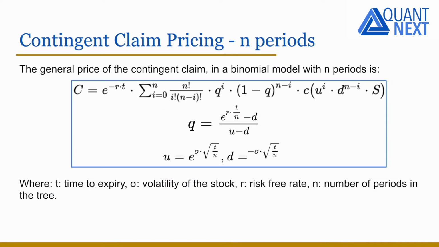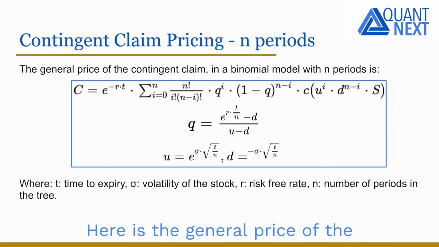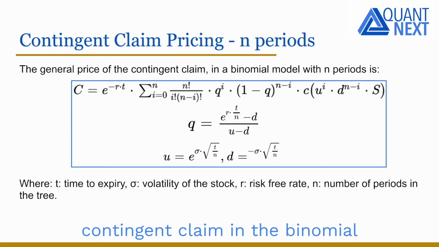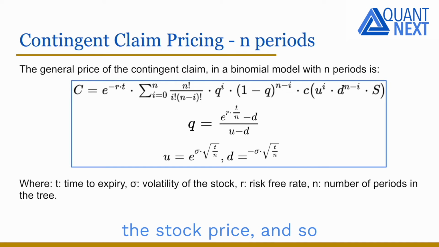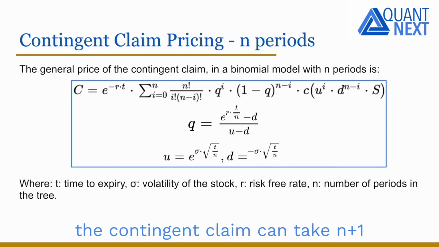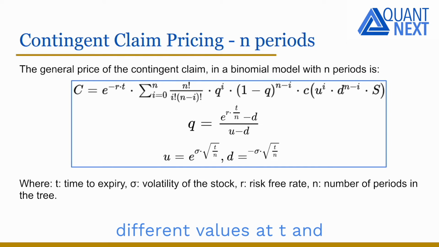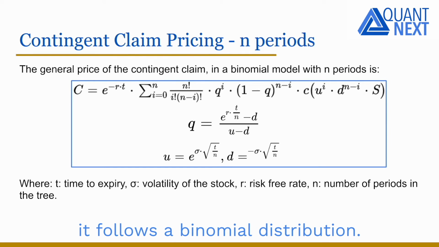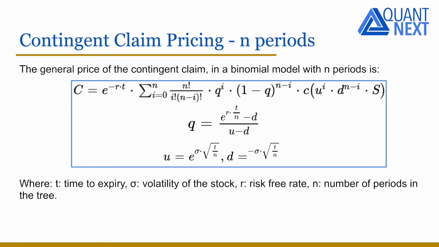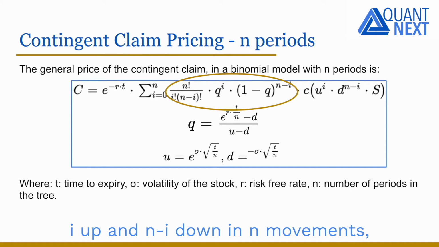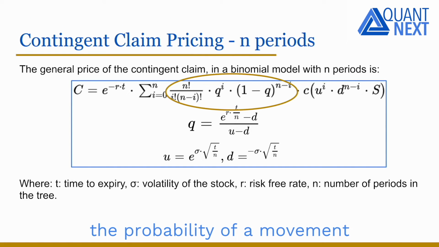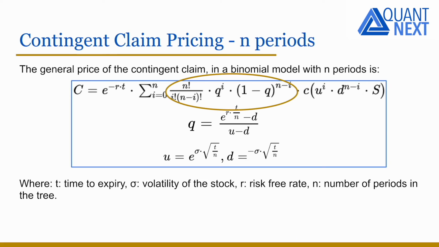Here is the general price of the contingent claim in a binomial model with n periods. This is the discounted expectation of the final payoff. The stock price, and so the contingent claim, can take n plus 1 different values at T, and it follows a binomial distribution. This is the probability of having i up and n minus i down in n movements, the probability of a movement on the upside being Q.